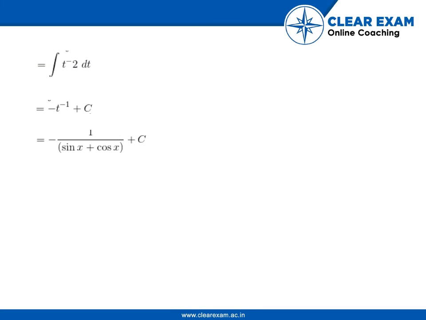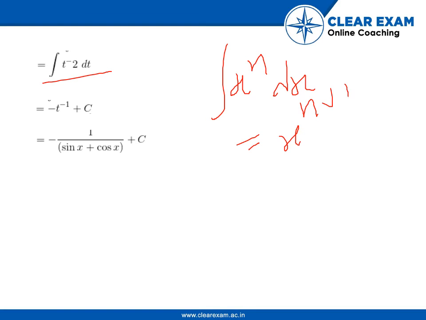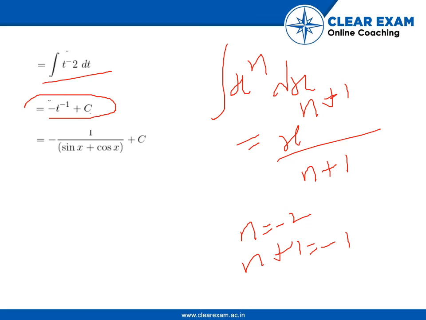Okay. Now this integration is pretty easy. Integration of x raised to the power n with respect to x is x raised to the power n plus 1 upon n plus 1. So here n is equal to minus 2. So n plus 1 is equal to minus 1. So that is what we are getting over here.